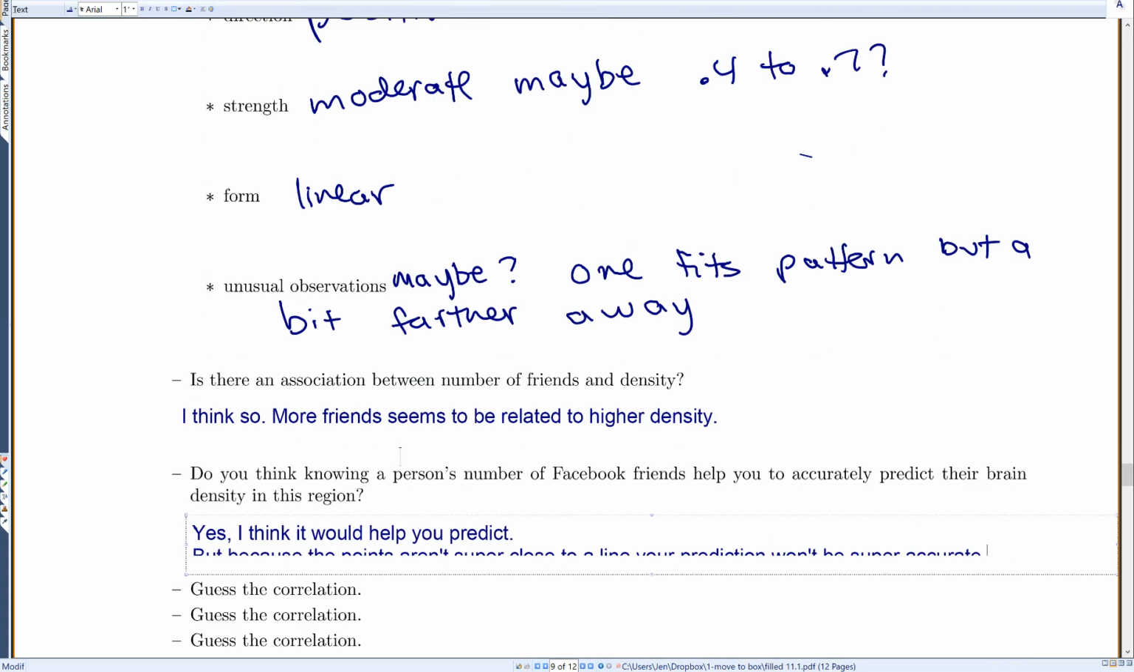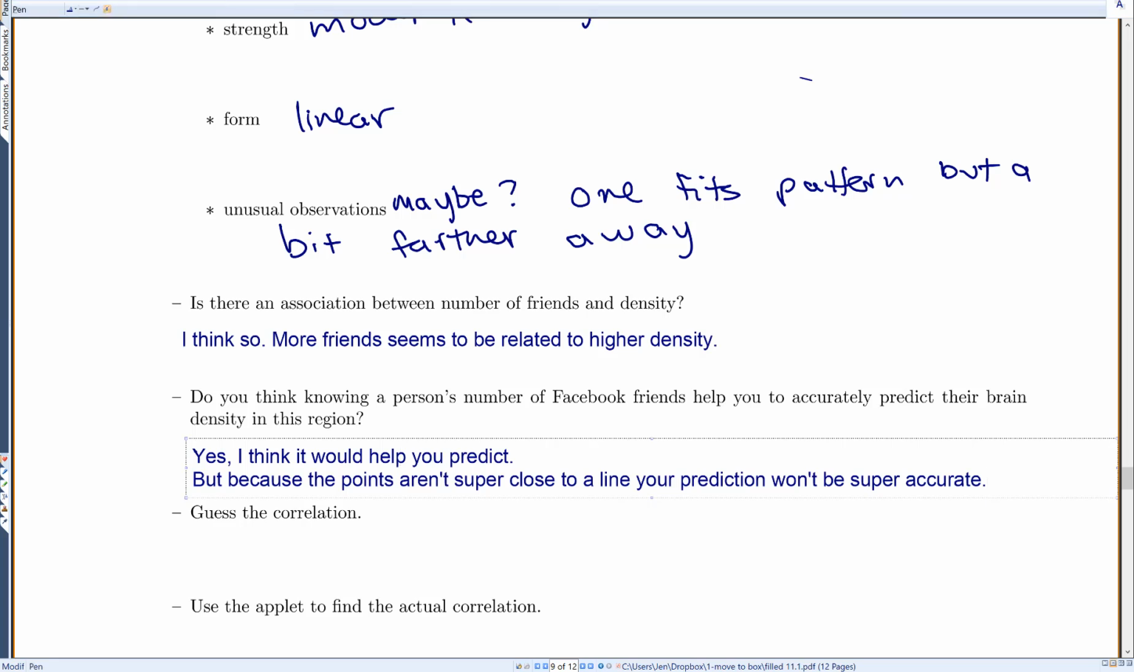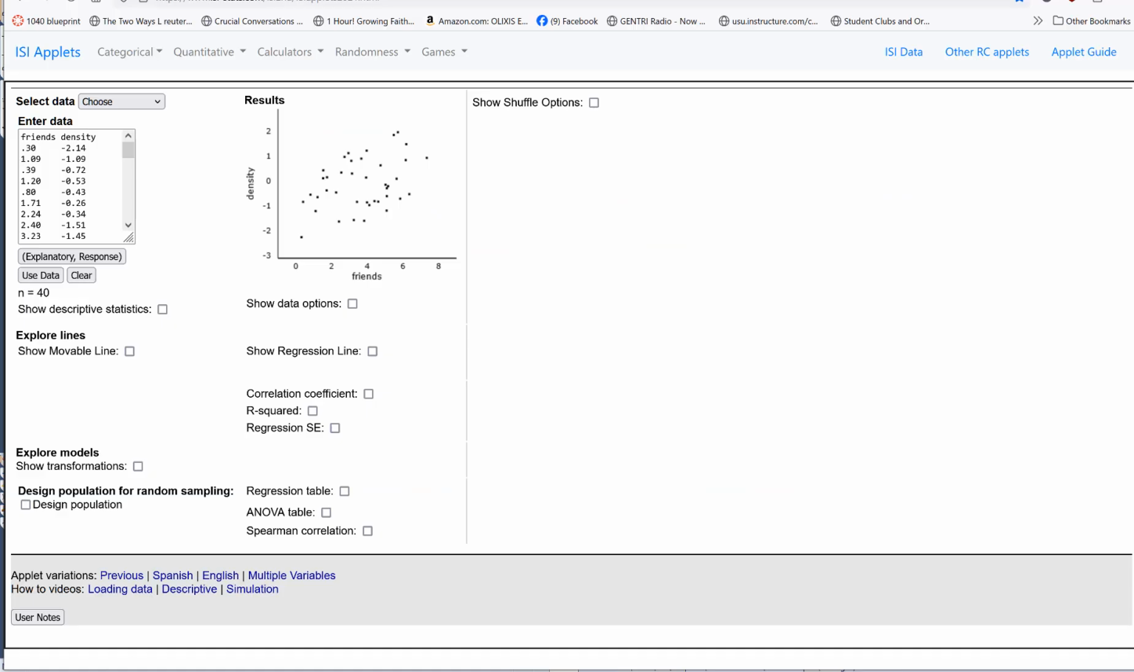So we guessed our correlation up above before it told me to. I'm going to guess maybe R is like 0.4 to R equals 0.7. I just think it's kind of somewhere in the moderate level. But let's go to our applet and find the correlation exactly.